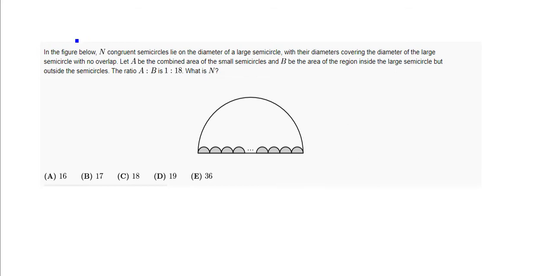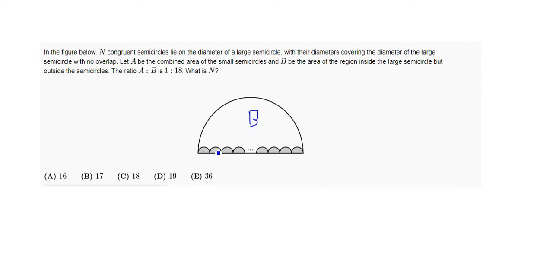It says in the figure below, n congruent semicircles lie on the diameter of a large semicircle, with their diameters covering the diameter of the large semicircle with no overlap. Let A be the combined area of the small semicircles, and B be the area of the region inside the large semicircle, but outside the semicircles. The ratio A to B is 1 to 18. What is n?